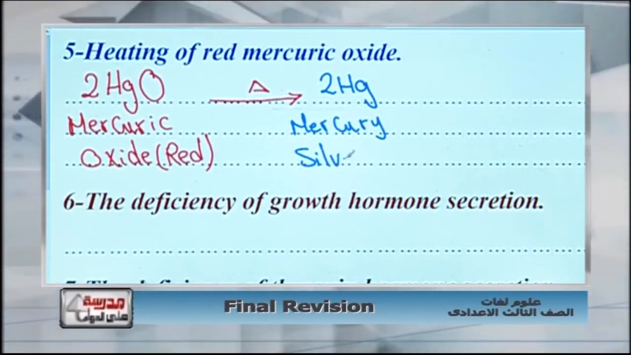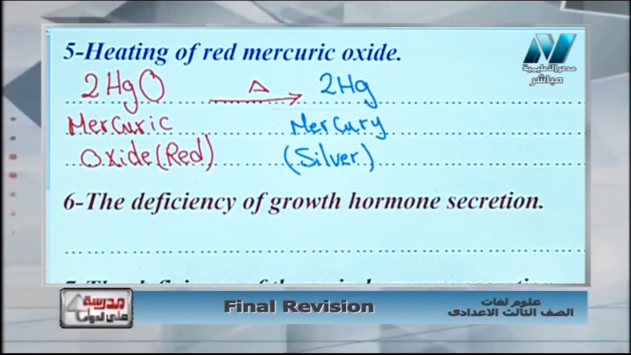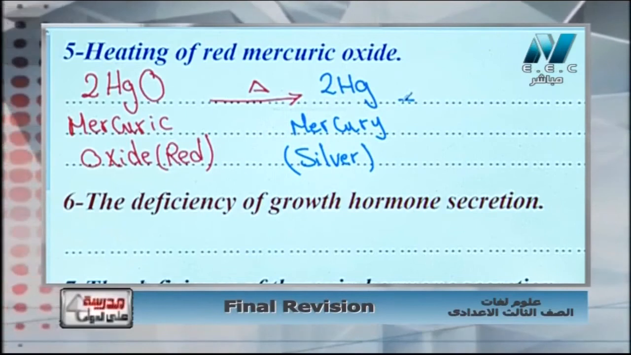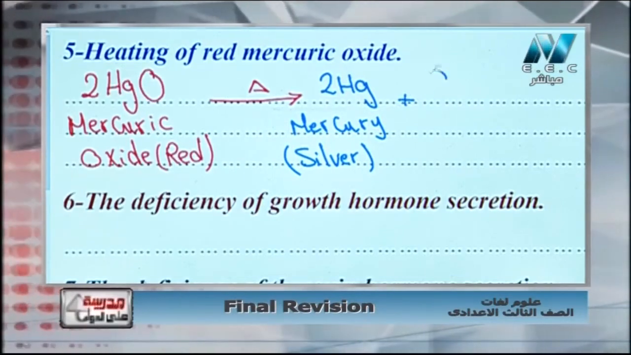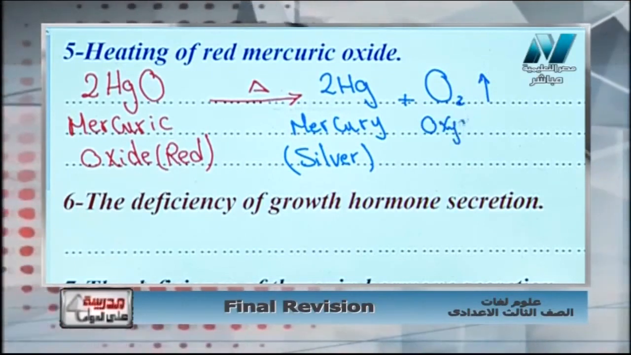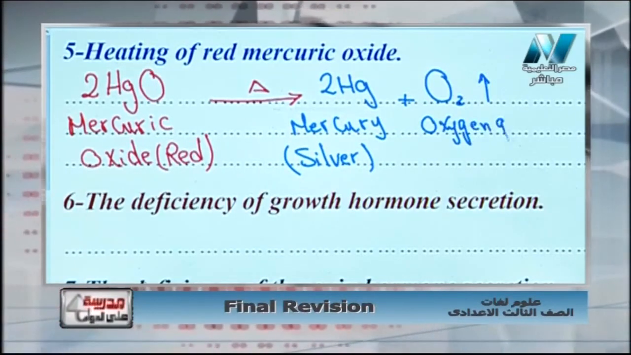طبعا we know the color of mercury only لونه فضي. mercury طبعا مش فضة. Its color is silver plus O2 here as oxygen gas.